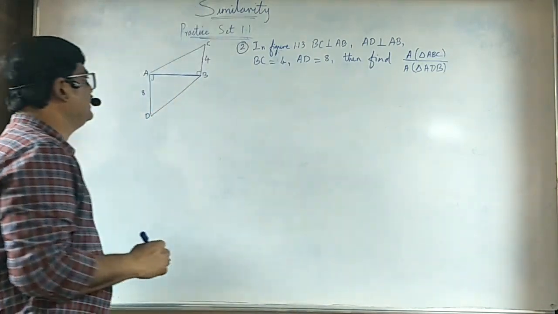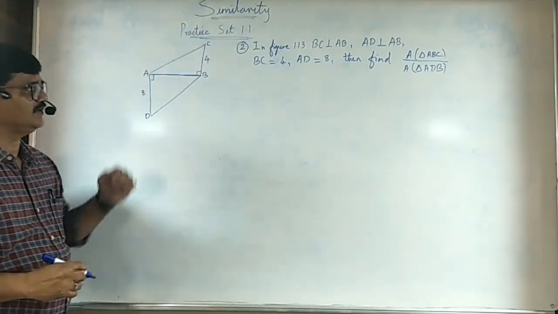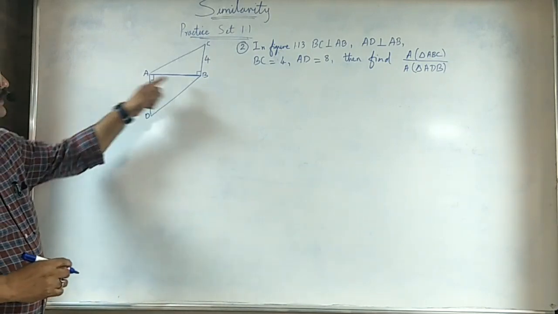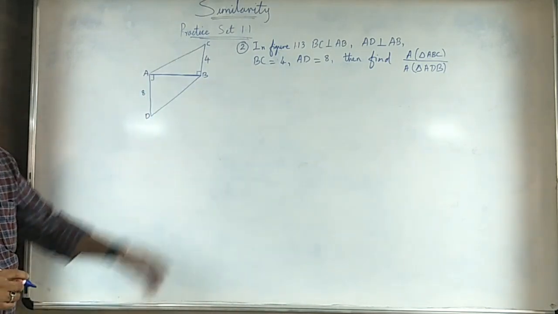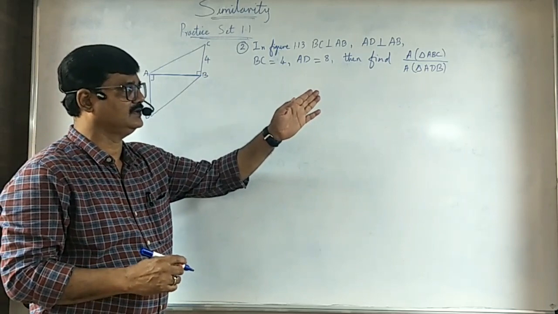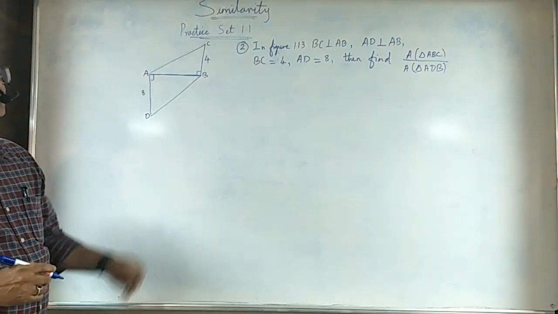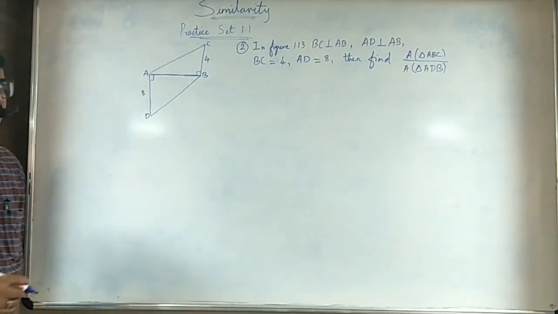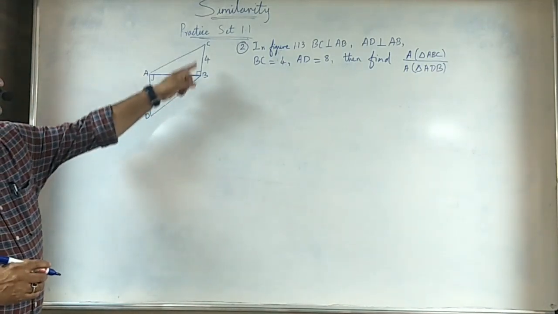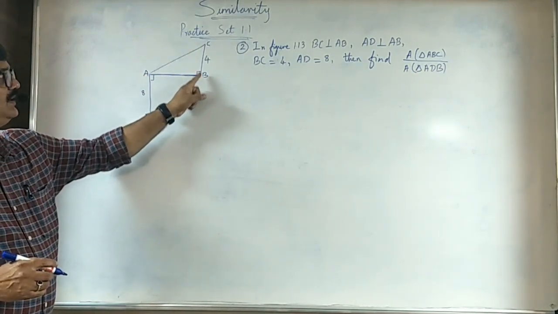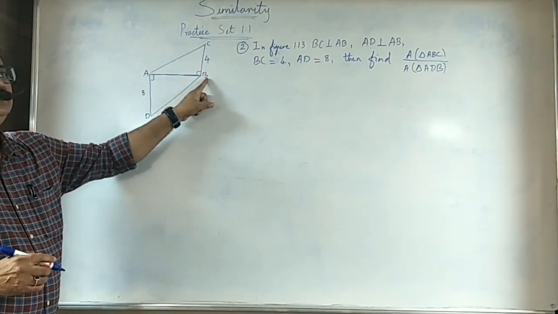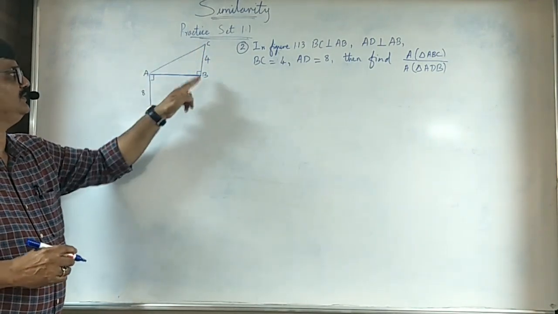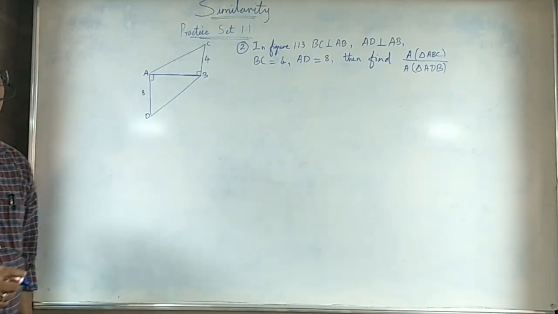Now here, if you check this out carefully, the ratio of the areas of two triangles is equal to the ratio of the product of the corresponding base and the corresponding height. Now here in ABC, you have AB as the base and BC as the height. In the up triangle ABC, AB is the base and BC is the height.